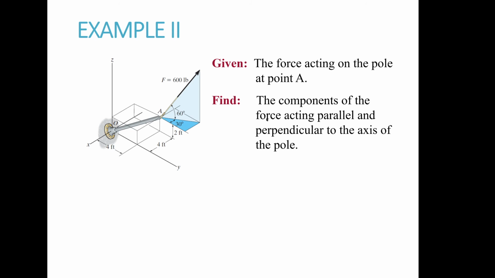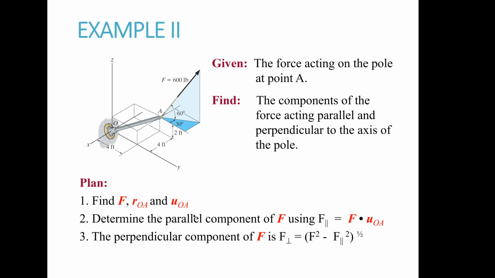The perpendicular component is just equal to the vector itself minus the parallel component. Okay. All right. So in order for us to do that, we need to find this F, a vector, right?